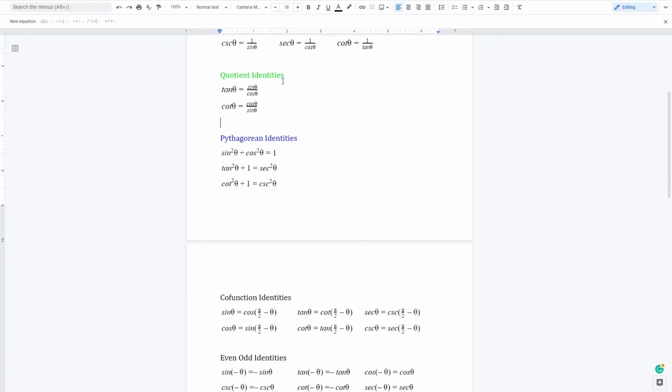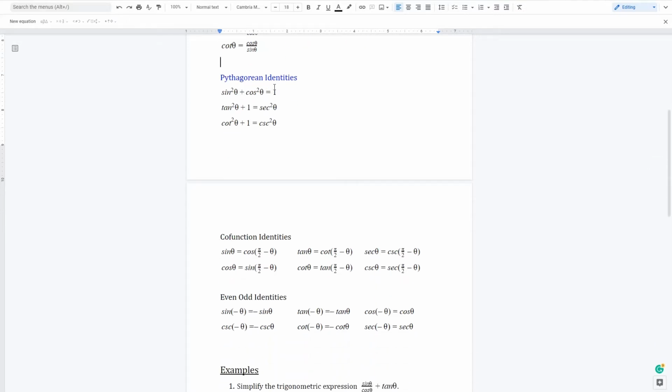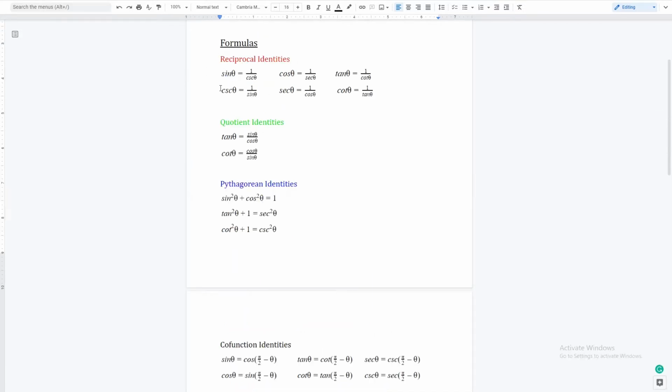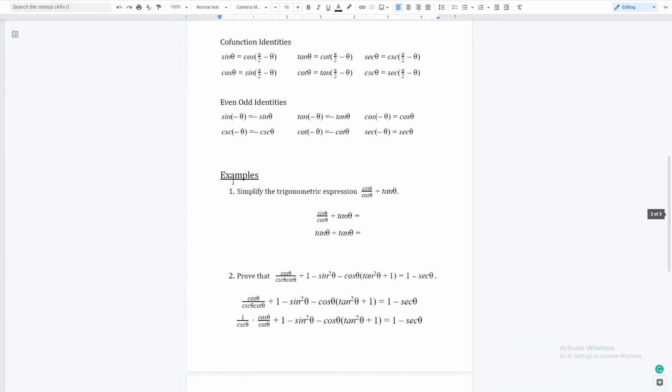Then we have our quotient identities. Tangent theta equals sine theta over cosine theta, and cotangent theta equals cosine theta over sine theta. Our Pythagorean identity, sine squared theta plus cosine squared theta equals 1. Tangent squared theta plus 1 equals secant squared theta, and cotangent squared theta plus 1 equals cosecant squared theta. So we'll be using these three formulas for our examples.